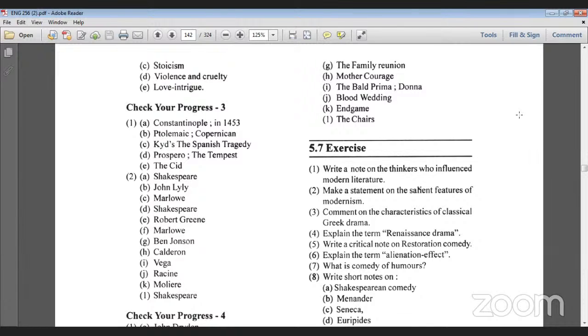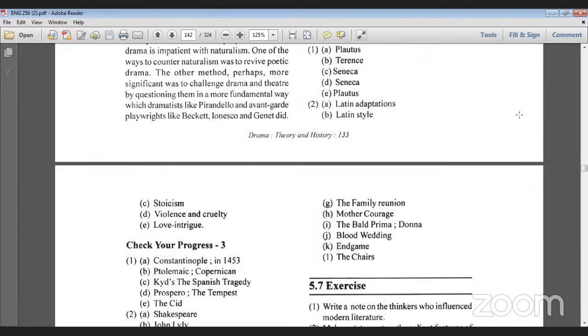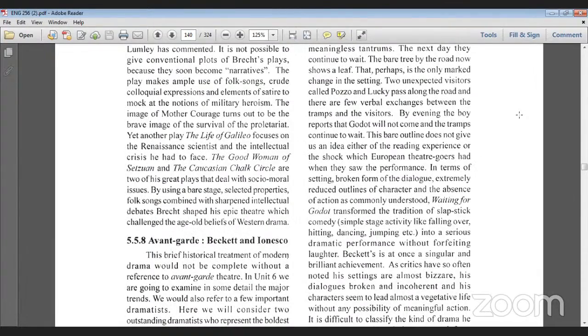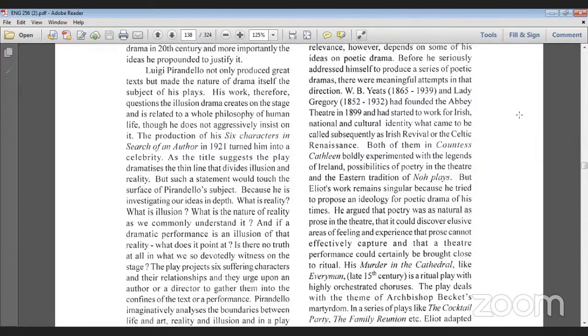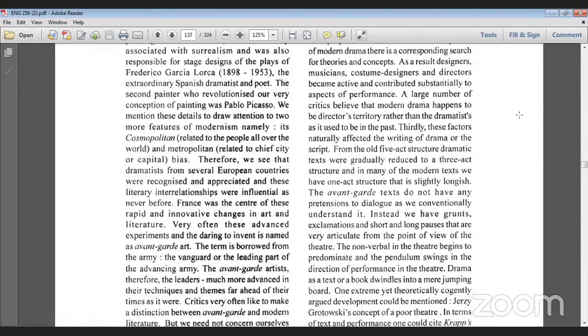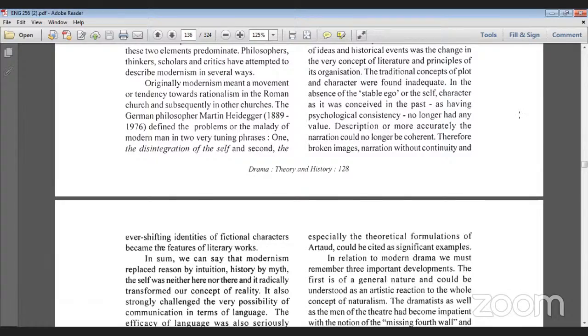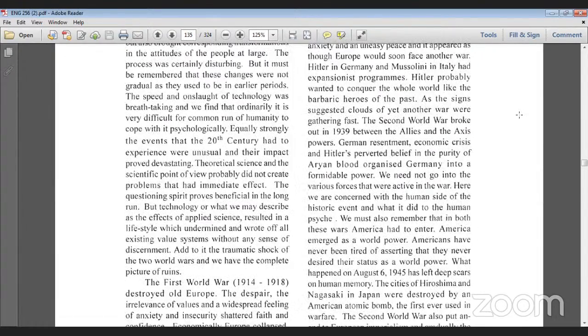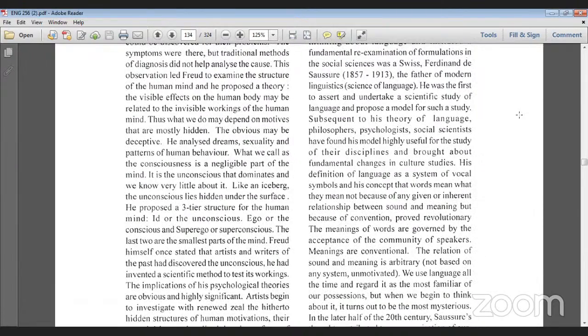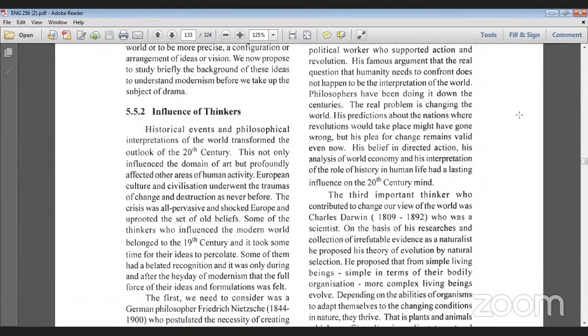See, if you will go to page number 125, you will see that the answer is described in this way, so that you just go through the answer and prepare for your exam point of view. Page number 125. Okay. Yes, influence of thinkers, historical events and philosophical interpretation of the world transformed the outlook of the 20th century.